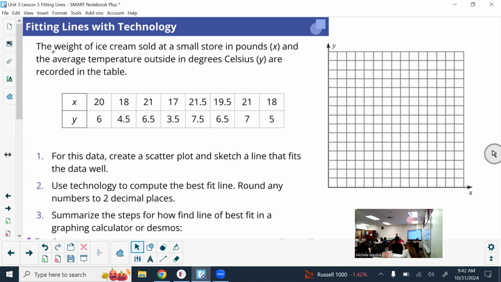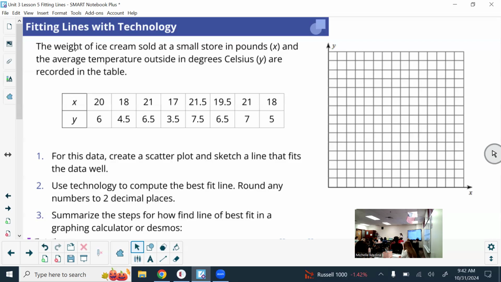All right, so the weight of ice cream sold at a small store in pounds, X, and the average temperature outside in degrees Celsius, Y, are recorded in the table. For this data, we're going to create a scatter plot and sketch a line that fits the data well. So scatter plots, it's those dots. It depends on what your coordinates are. But notice that these are not labeled.